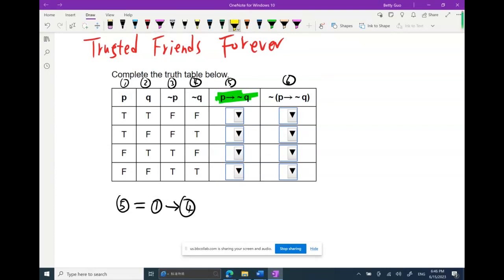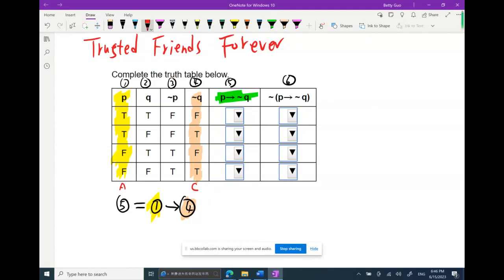column 1. Let me color column 1 as yellow. Column 1 is yellow, antecedent. Column 4 as orange. How about let's just always use yellow as antecedent, orange as consequence. All right, so now we are ready to fill in column 5.